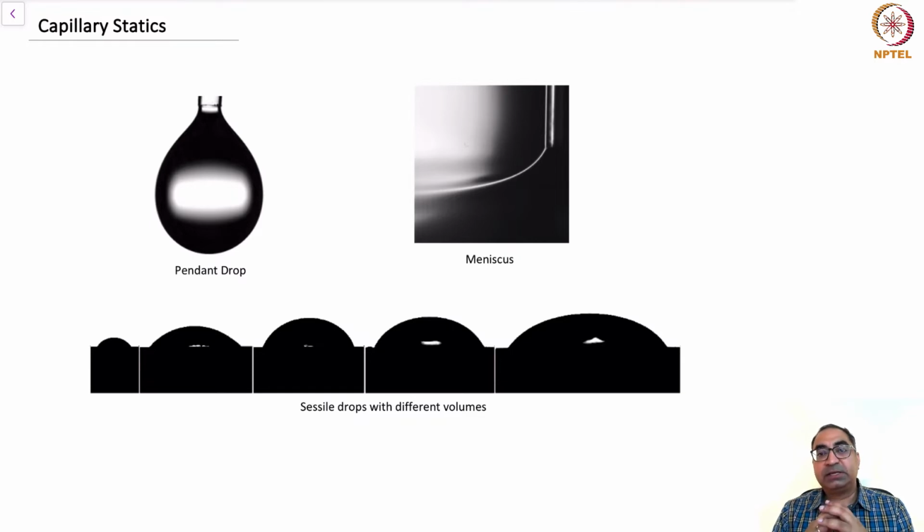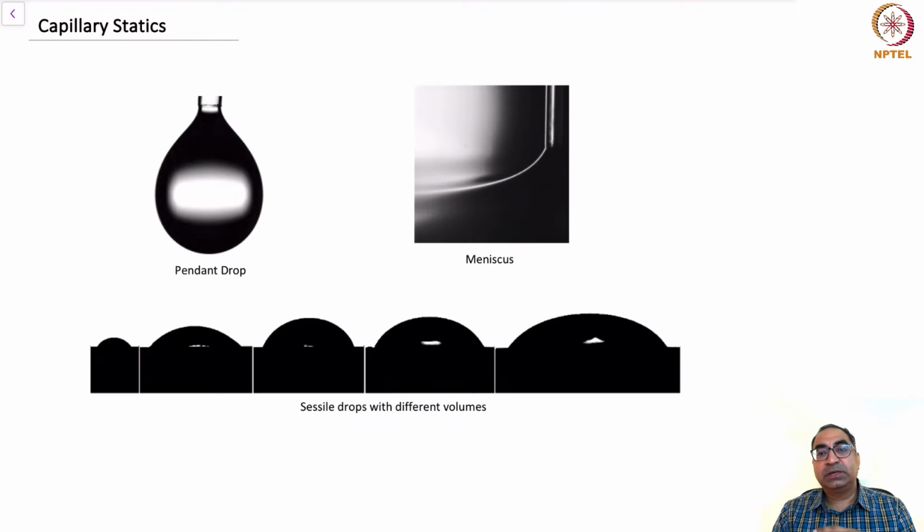And then the second image is a meniscus. This is the deformation of the fluid when it meets a solid. So if you dip a straw into a glass of water, you'll see that right around the drinking straw, the meniscus interface bends. And in the third image, I'm showing you sessile droplets. These are droplets sitting on a solid plate, but with different volumes.